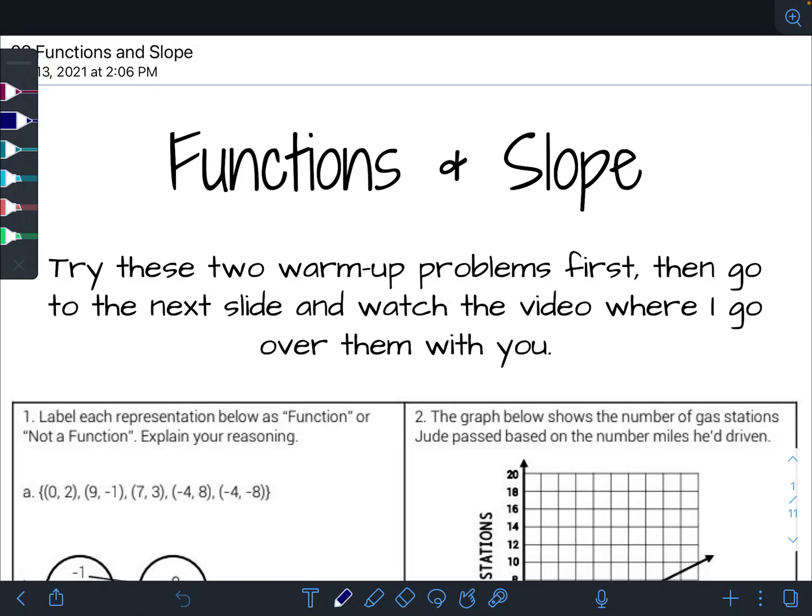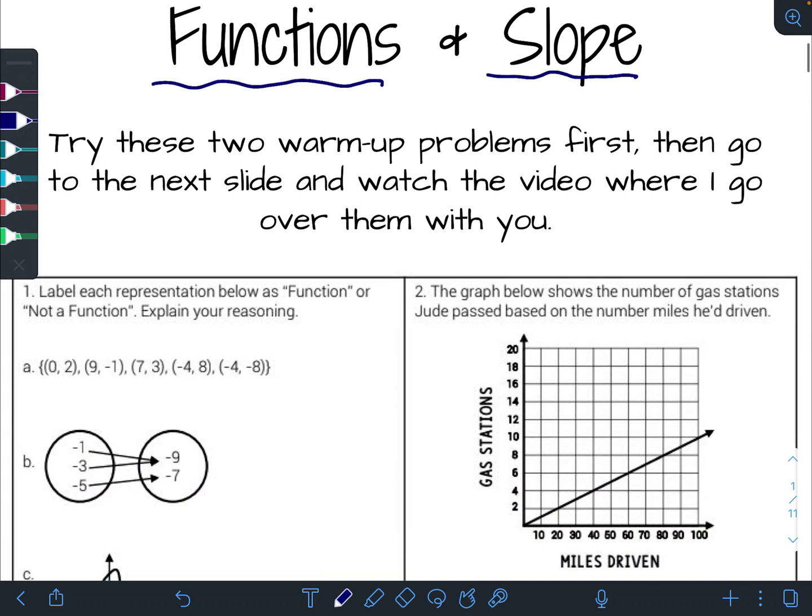Hey guys, so we are going to be covering two big topics with functions and slope. Those are two larger topics that we've covered before, but we are going to go over both of them today.